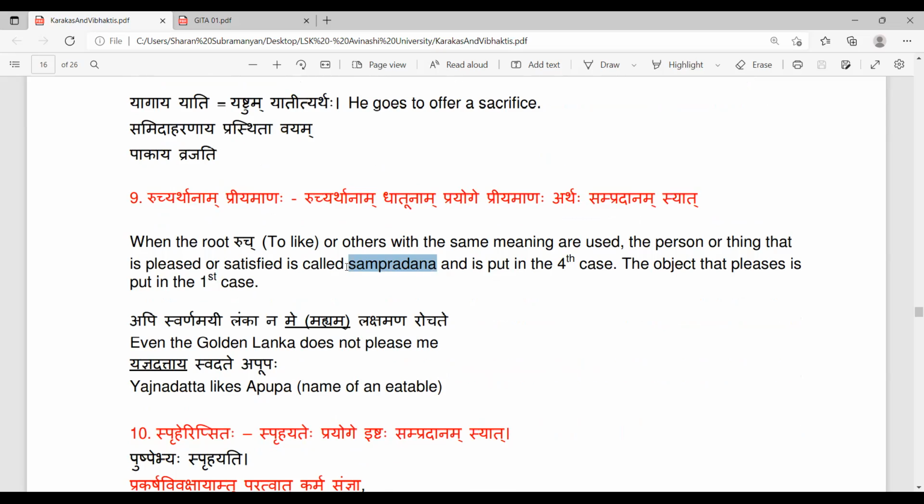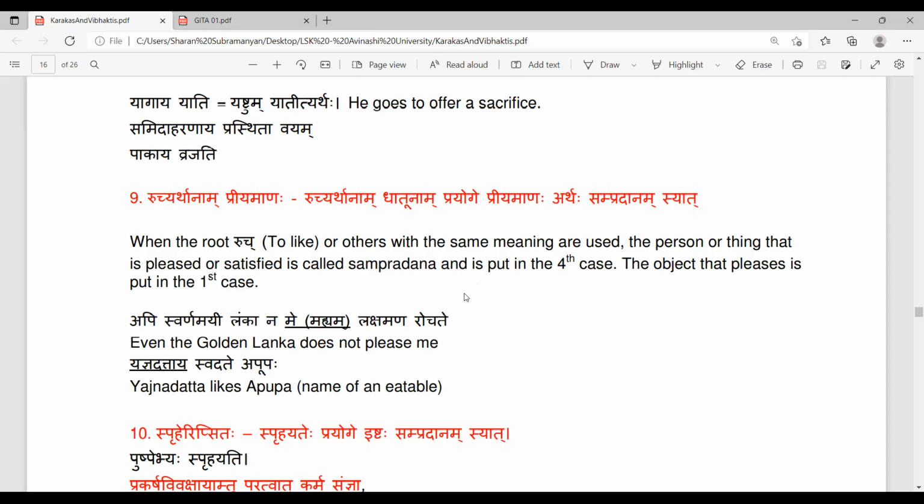Maghyam palam rochate. Aham palam rochami, we don't say. That is wrong. So, maghyam palam rochate. The translation is, I like the fruit. So, ruchyarthanam priyamanaha. Ruchyarthanam dhatunam prayoge, priyamanaha sampradanam syat.